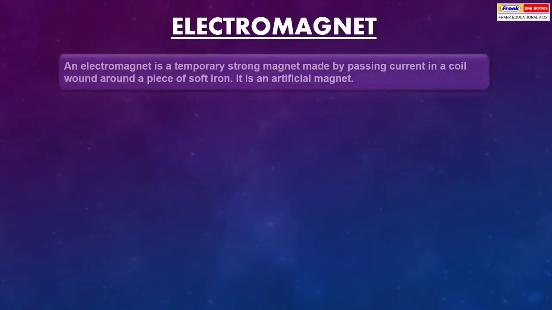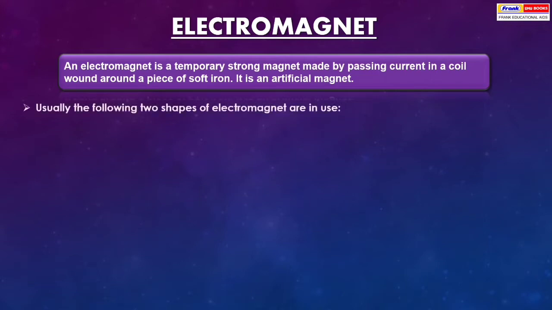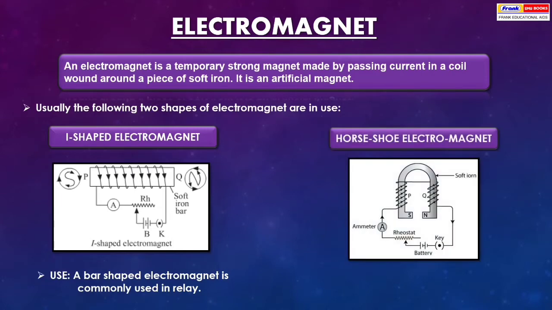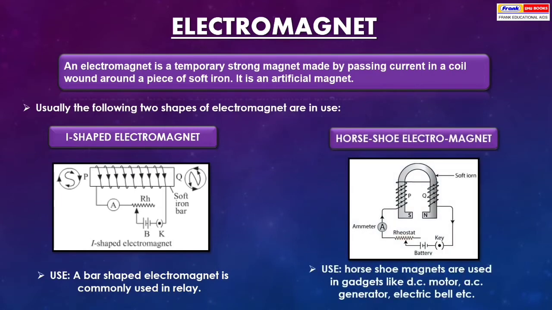Electromagnet. An electromagnet is a temporary strong magnet made by passing current in a coil wound around a piece of soft iron. It is an artificial magnet. Usually the following two shapes of electromagnet are used. I-shaped electromagnet. Use: a bar-shaped electromagnet is commonly used in a relay. Horseshoe electromagnet. Use: horseshoe magnets are used in gadgets like DC motor, AC generator, electric bell, etc.